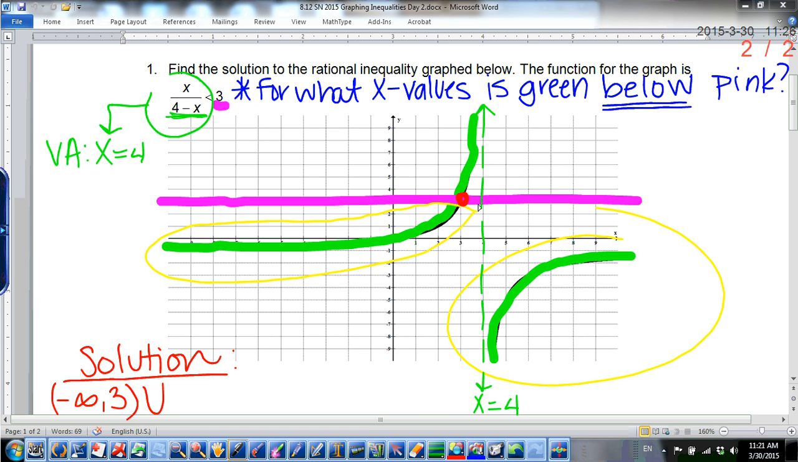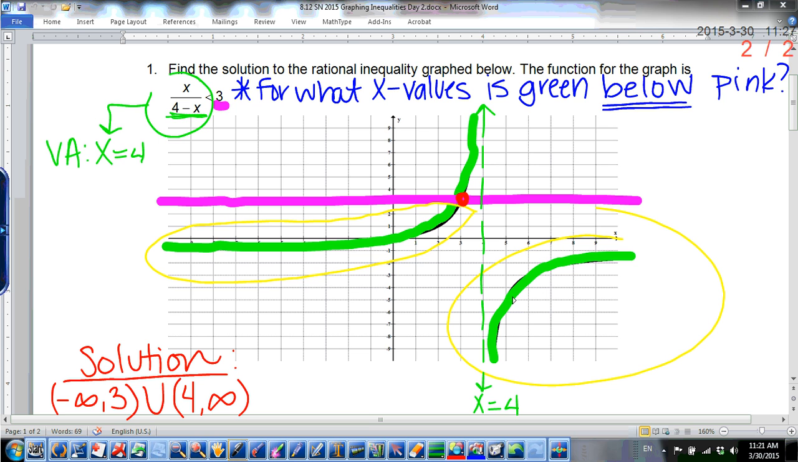Okay, union. My x values are going to pick back up on the other side of my vertical asymptote. So we would start at 4, and your vertical asymptote's always going to have a parentheses around it, because remember, we can never hit it. So from 4 to infinity.